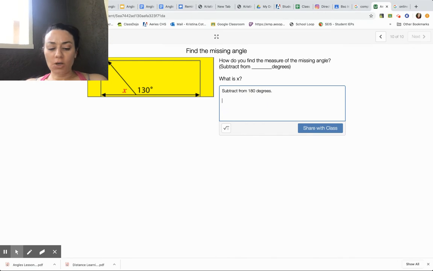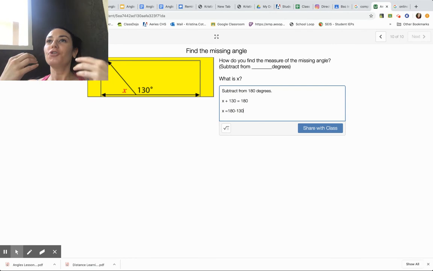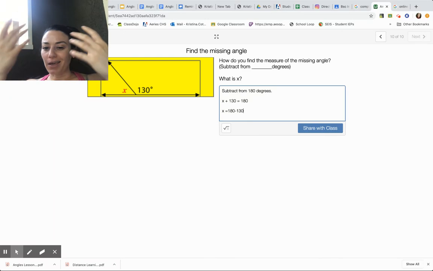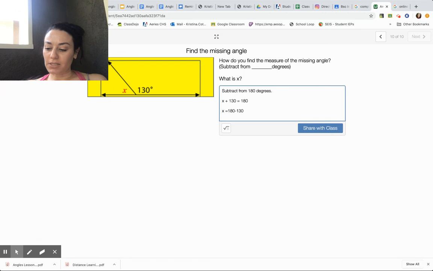If I set this equation up, I would say if I added this unknown angle, which is x, to 130, well, guess what? That would be 180. So if you subtracted 130 from both sides, then x would equal 180 minus 130. You following me now? Okay, in your mind, can you do that mentally? 180 minus 130? Really, in your mind, just think like 18 minus 13, or 8 minus 3. What's that? It's 50, right? 50 degrees. This little acute angle here is 50 degrees.